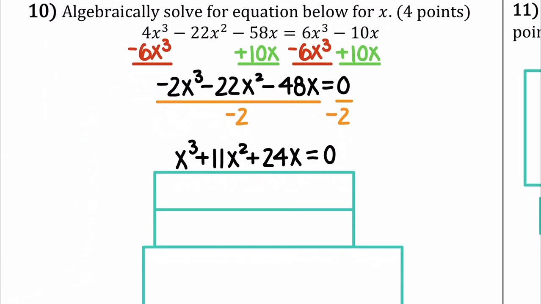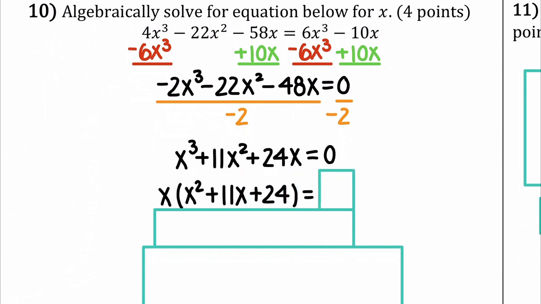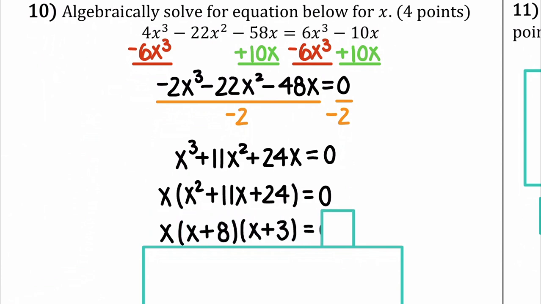So from here, now let's look. What we want to think to ourselves first is, is there a greatest common factor? And in this case, there is. There's a value of x that they all share. So factoring out the x, we have x times x squared plus 11x plus 24 equals 0. And now we see a trinomial such that the leading coefficient is 1, and it's a quadratic. So now we can ask ourselves that question that we usually do. What two numbers multiply to 24 and add up to 11? And so that gives us x times x plus 8 times x plus 3 equals 0.